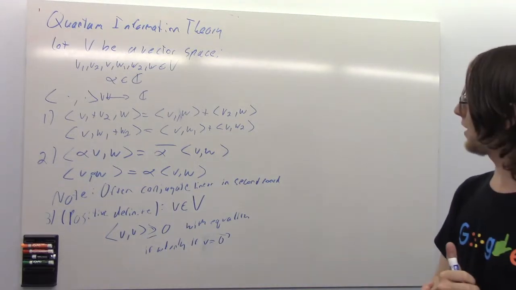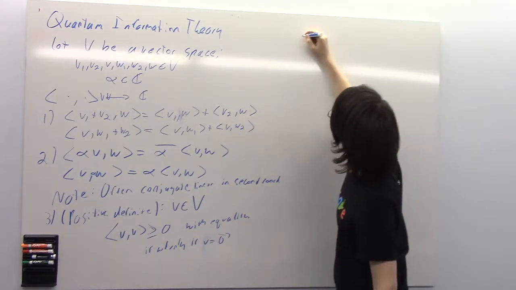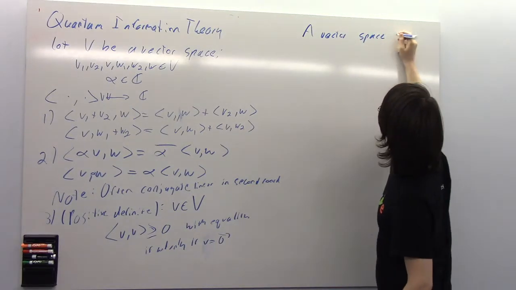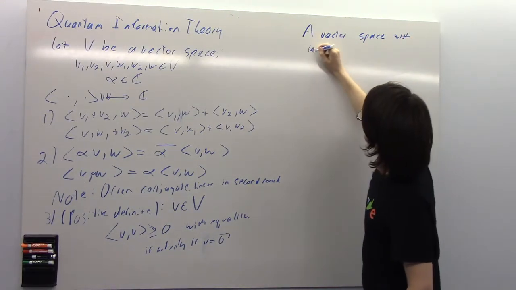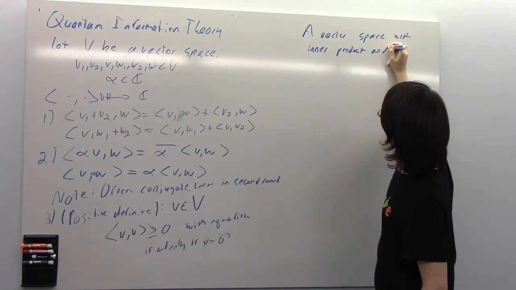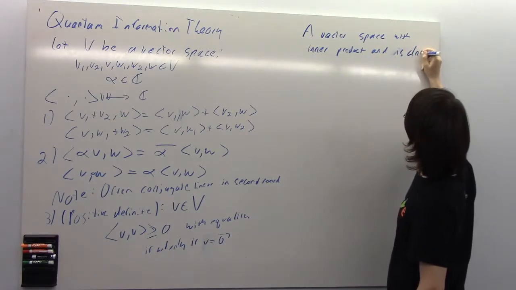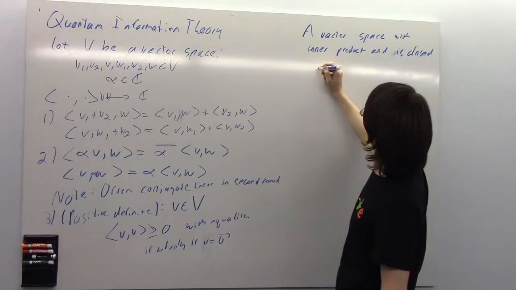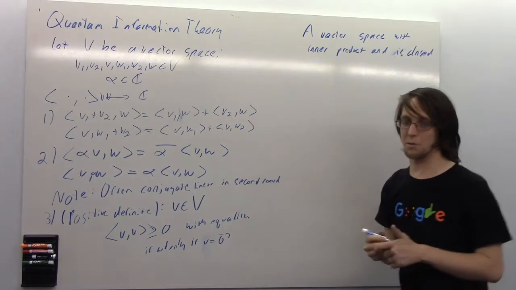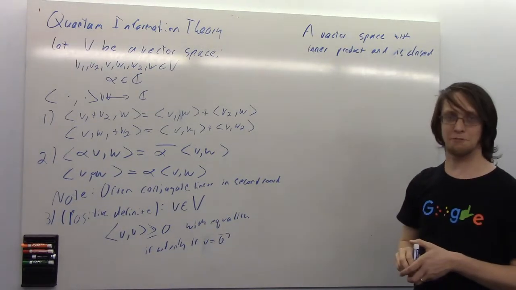Now, if your vector space has an inner product, well, we need to talk about norms first. So a vector space with an inner product is called pre-Hilbert.